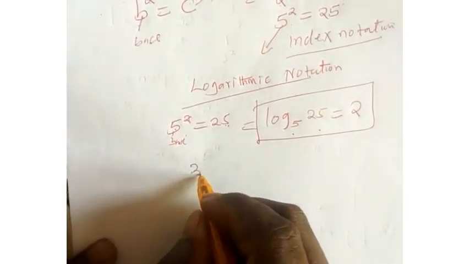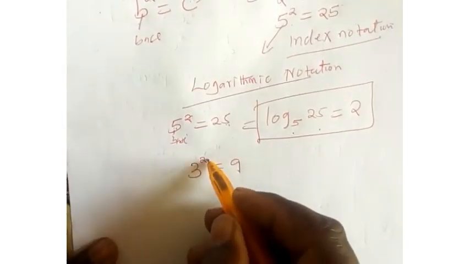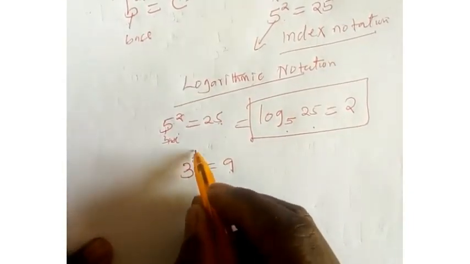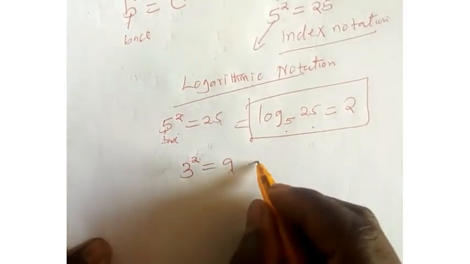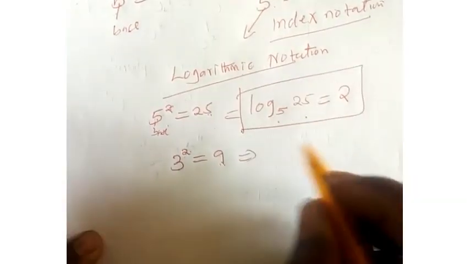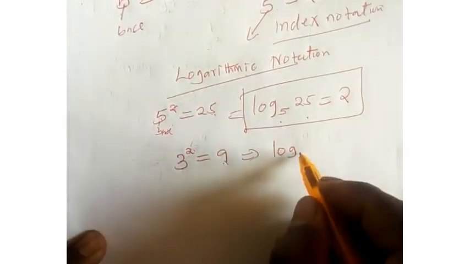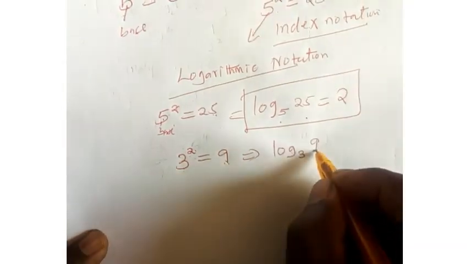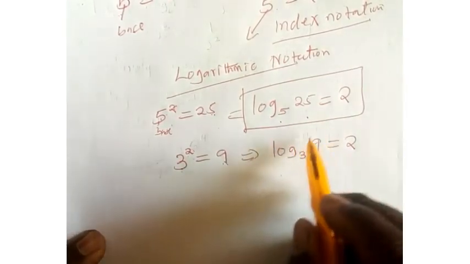We have 3 raised to power 2. The answer is 9. That's very true that 3 square is 9. So here 3 is the base, the power is 2, and the answer is here. Therefore, when you are writing in logarithm notation, you introduce log, right? The base is 3, and then the answer is 9, like this.